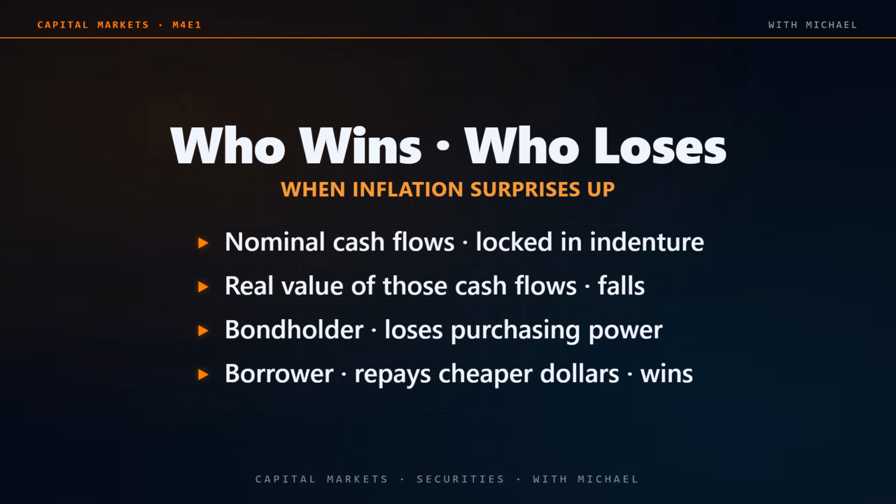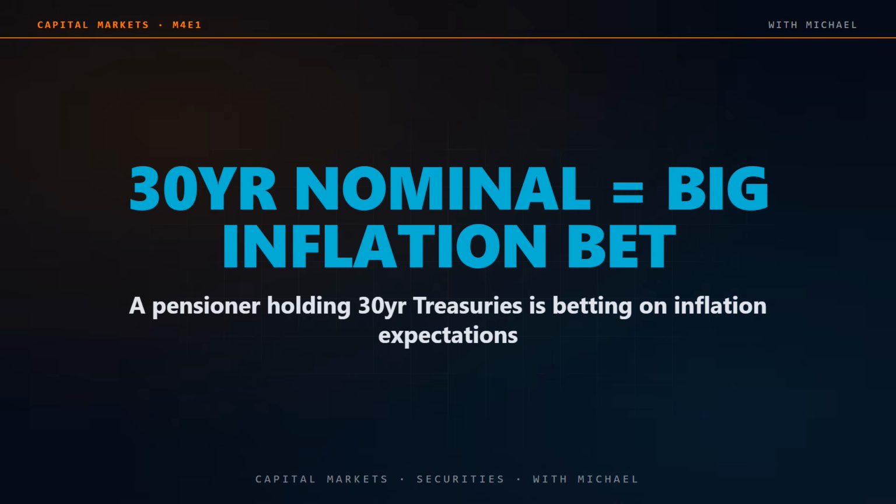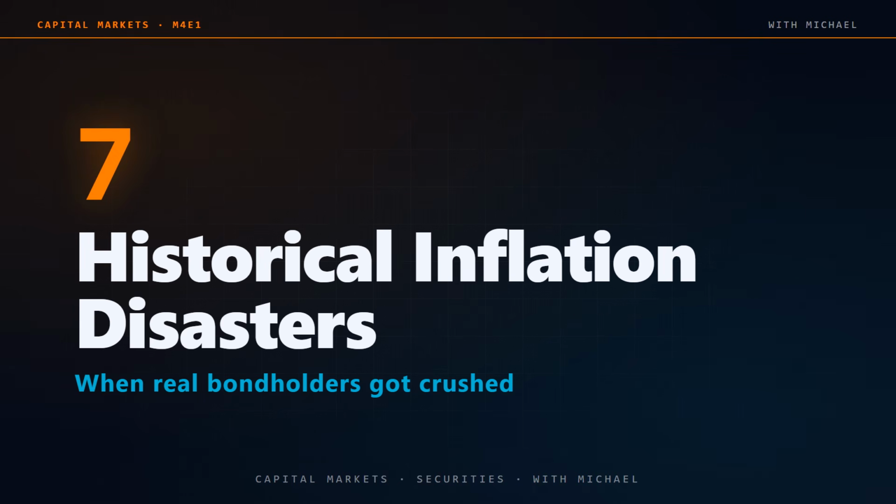The borrower wins, because they repay a debt that has been devalued in real terms. The lender loses, by the symmetric amount. This is called inflation risk, and it is the single largest risk facing long-term holders of conventional nominal bonds. A pensioner who holds 30-year nominal bonds is making a massive bet on inflation expectations being correct. If inflation surprises to the upside, the pensioner's living standard erodes over the decades of retirement.